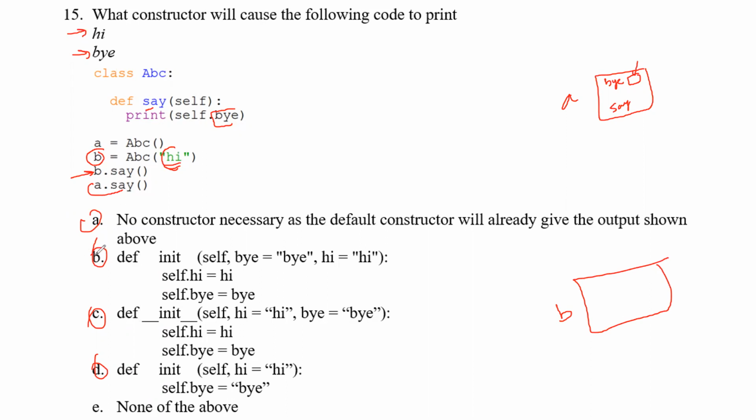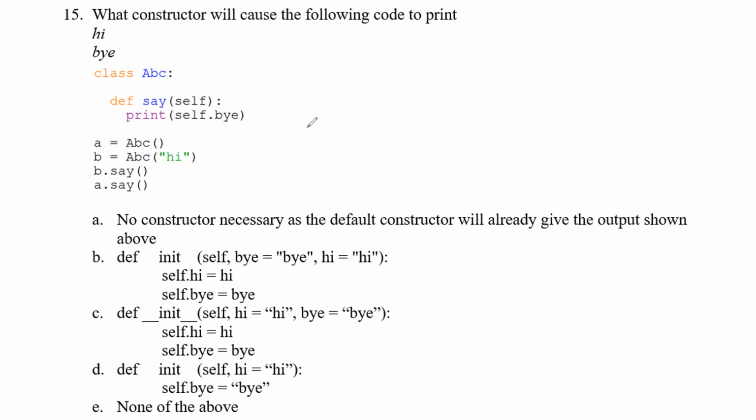Look at B. Let's take the first constructor. If I don't send anything, by is going to be bye, and hi is going to be hi. Have I sent something here, or didn't I send anything? I sent hi. This means that I am not going to take the default, so this one is going to be hi, and this one is going to be hi also. Is this clear? Again, I'm going to repeat this for the second time.